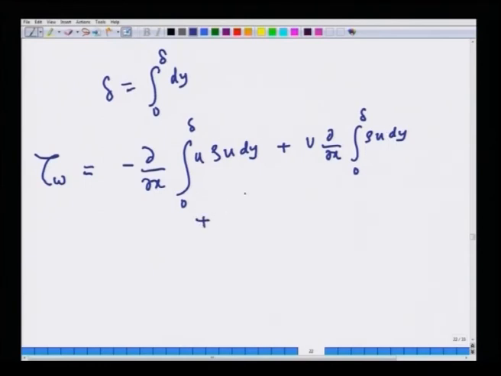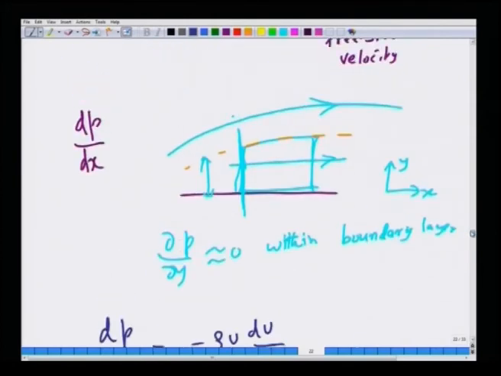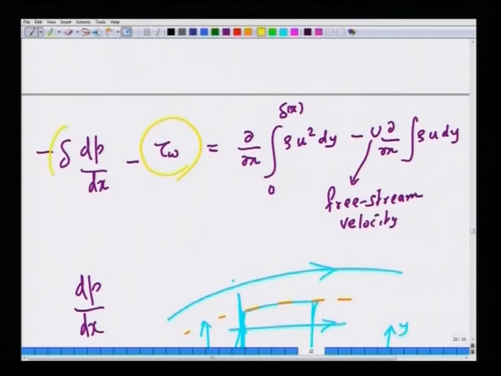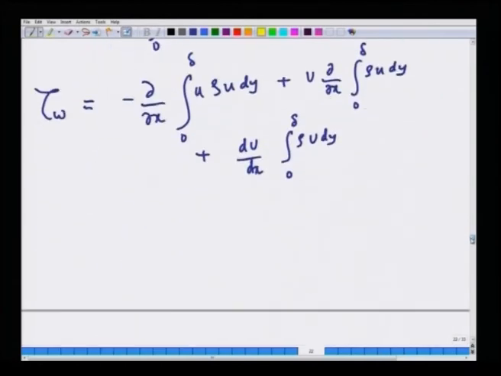Instead of that, I am going to use the Bernoulli equation, wherein I am going to say that it is dU/dx, okay, times the integral from 0 to delta of rho u dy, because we had just a delta that came in; the pressure gradient was multiplied by delta in the previous expression. If you see, there is a delta, and instead of delta I am going to write this as the integral from 0 to delta of dy, and instead of the pressure gradient I am going to use minus rho U dU/dx. Okay. This is the simplification that we are doing.